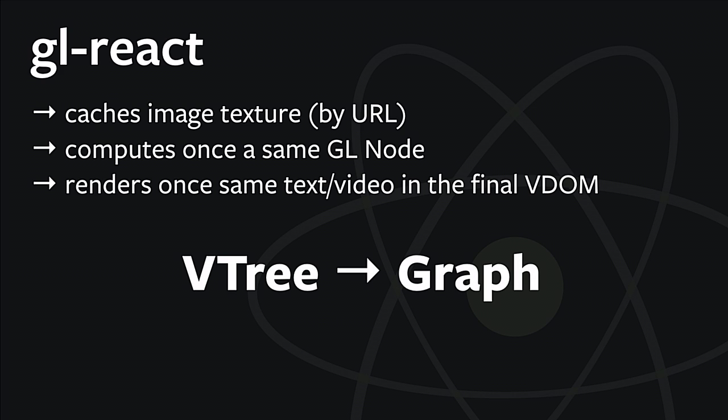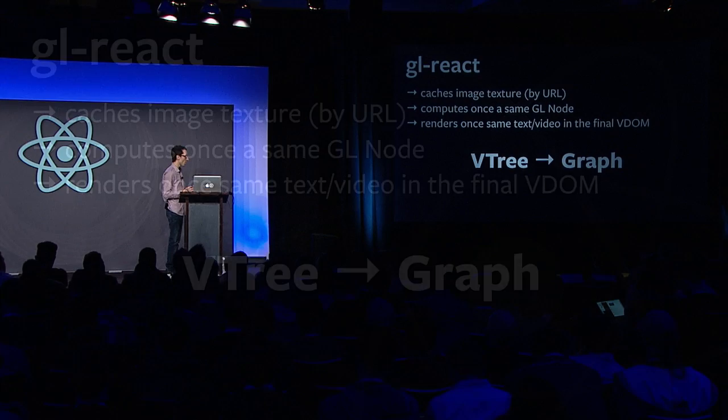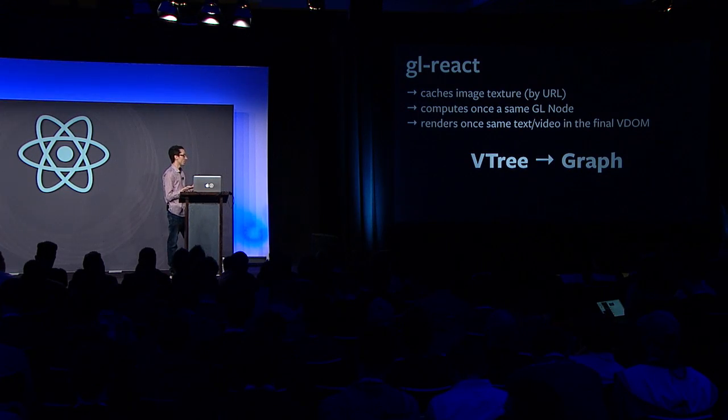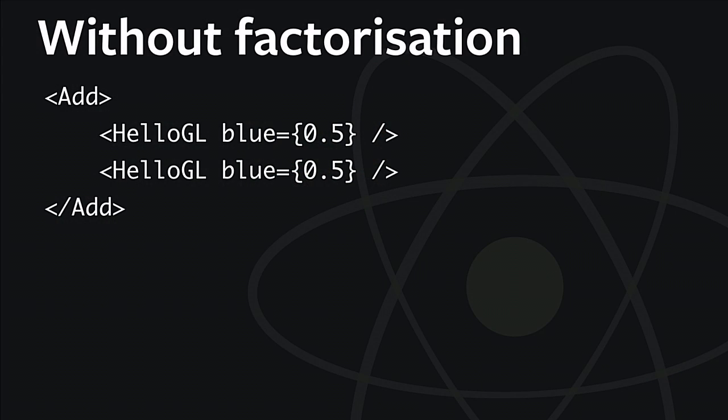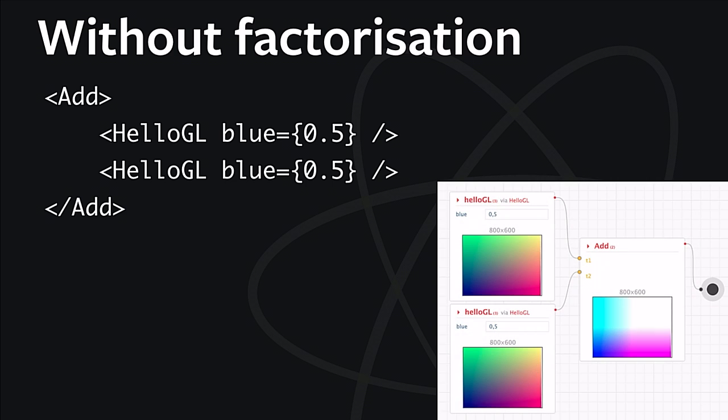And so the job of GL React is actually to transform our initial user tree into a graph where duplicate parts will be factorized. Let's see how it works. So let's just take a simpler example. I have an add, and I just want to add 2 LOGL together. This is what the graph will look like.